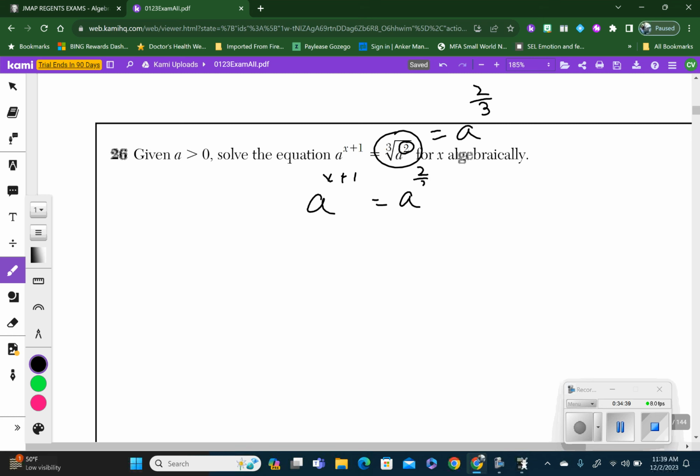As soon as you have the bases the same, which they are here, they can cancel out. So I have x plus 1 is equal to 2/3. So then how do I solve, right? Minus 1 from both sides. And this becomes a calculator question. x equals 2/3 minus 1 is negative 1/3. And I'm done. There's my x.